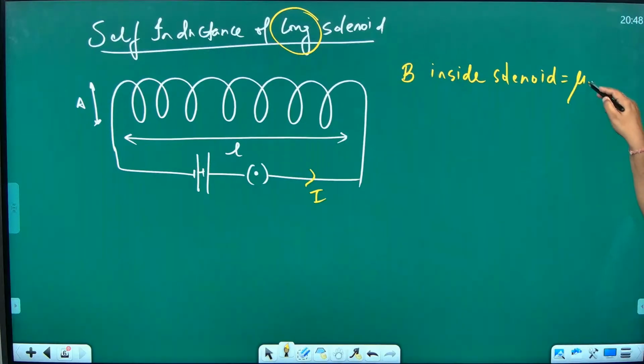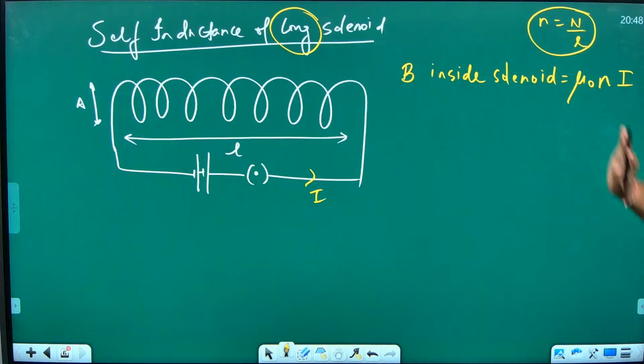Mu naught n I. I hope you know what is the value of n. What is n here? n is number of turns per unit length.